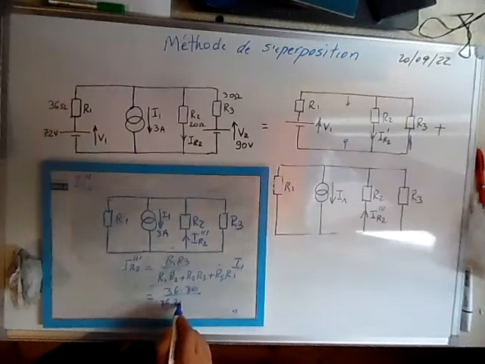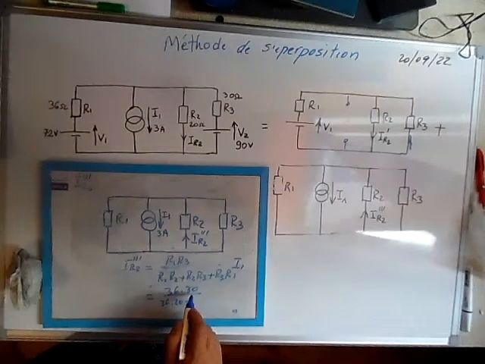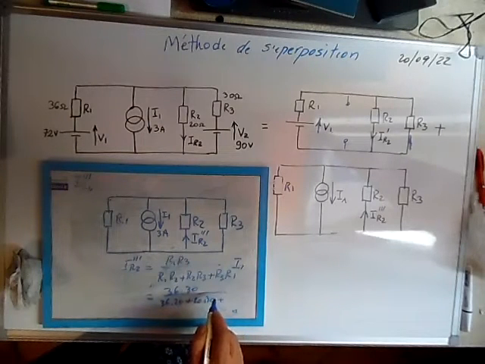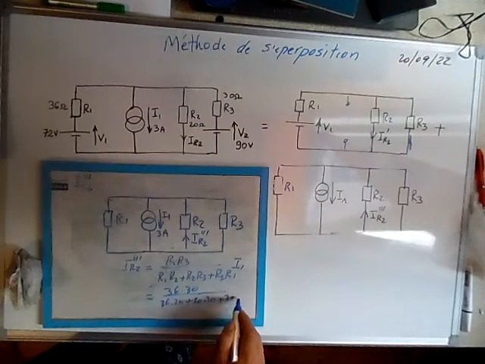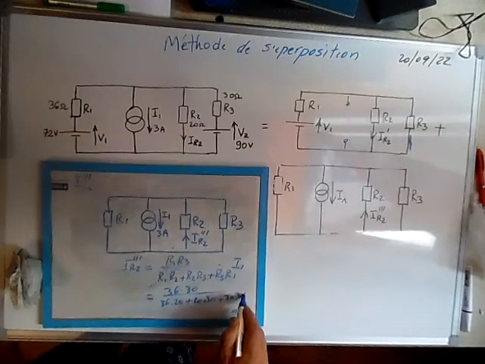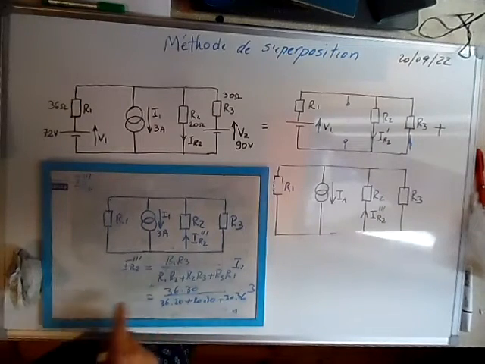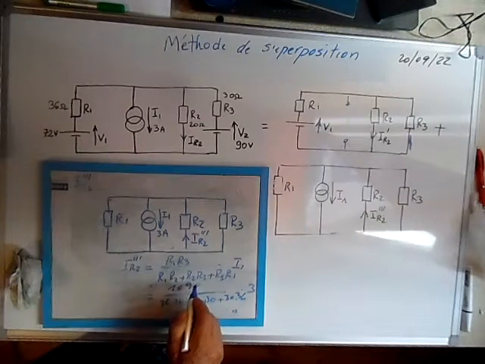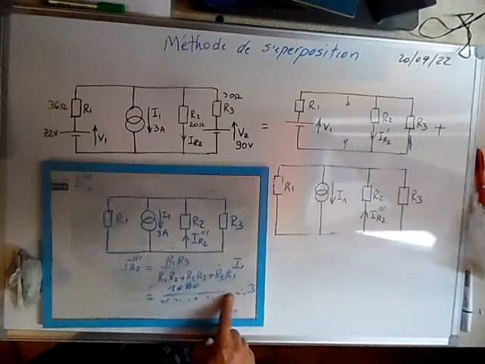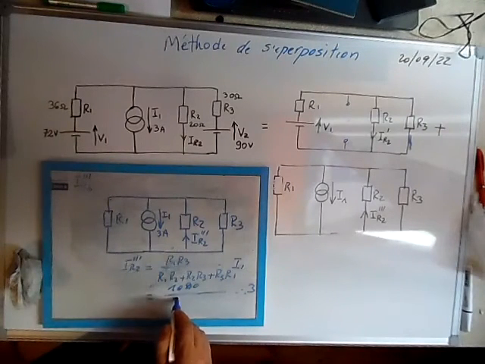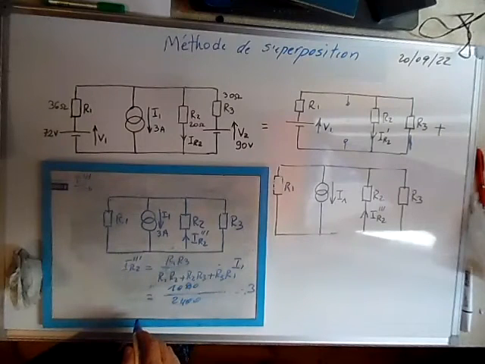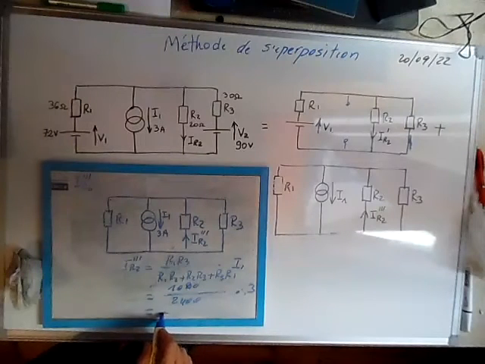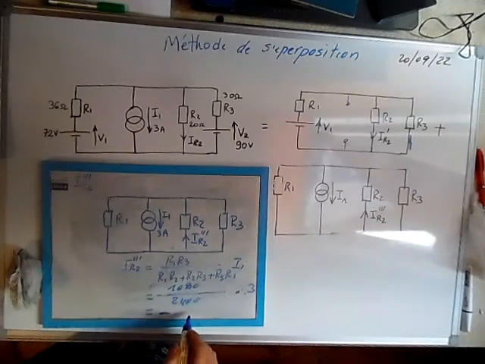36 times 20 plus 20 times 30 plus 30 times 36, I think, and times 3. This will give us at the numerator 1080, I think, and here it will give 2400 if I have not mistaken, times 3, and this is with a sign of minus because it's flowing the other way.